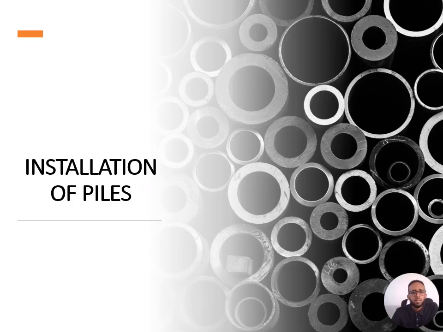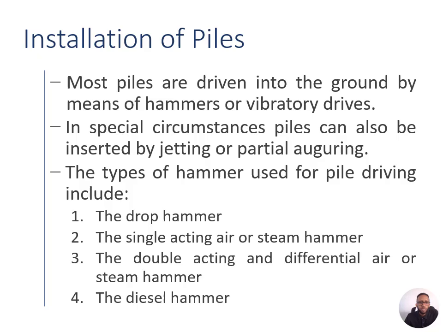Let's see the installation of a pile. Pile installation is crucial for foundation support. Most piles are driven into the ground using hammers or vibratory drivers. In special circumstances, piles can also be inserted by jetting or partial augering. Common types of hammers are listed below. For example, we can have a drop hammer, a single acting air or steam hammer, a double acting and differential air or steam hammer, or a diesel hammer system for driving a pile into the soil.